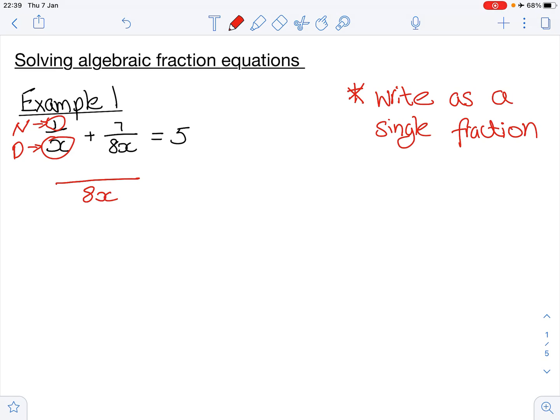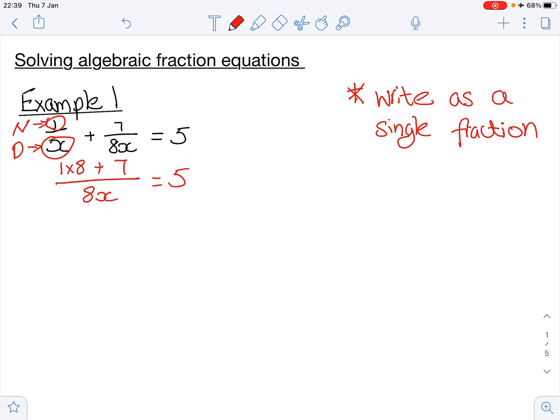So the first one, 1 over x to something over 8x. We multiply the denominator by 8. Therefore, we need to multiply the numerator by 8. So 1 times 8, then plus the second part, which is 7 over 8x. The denominator is already 8x, so we don't need to change anything. So it's just plus 7 equals 5.